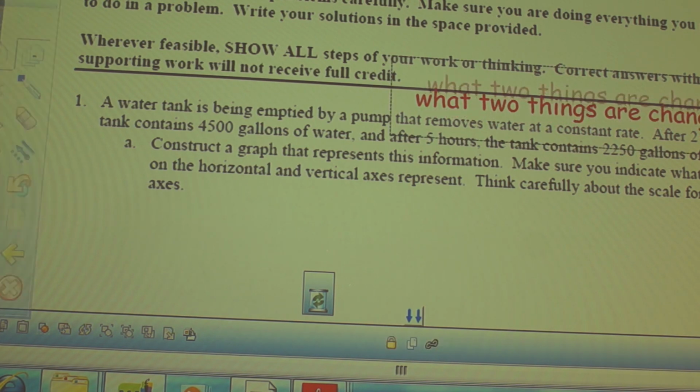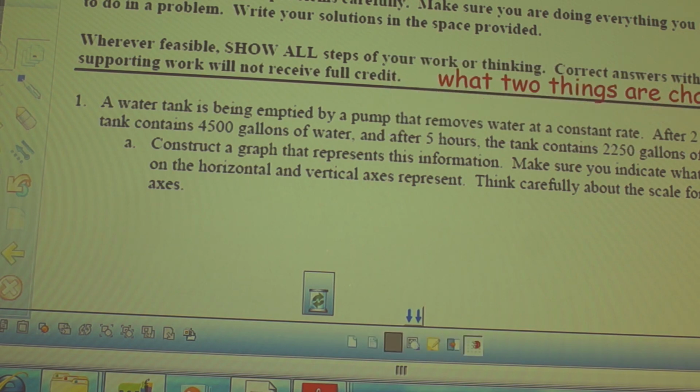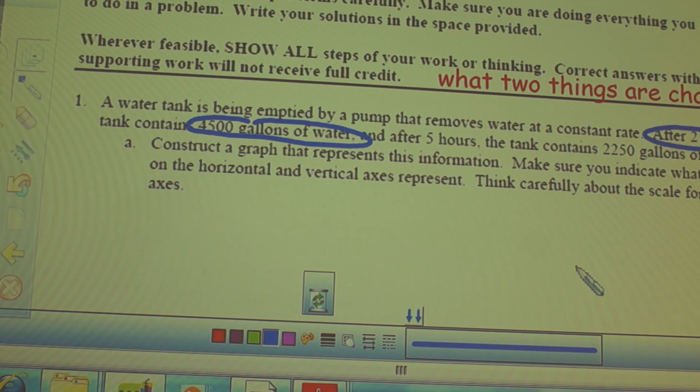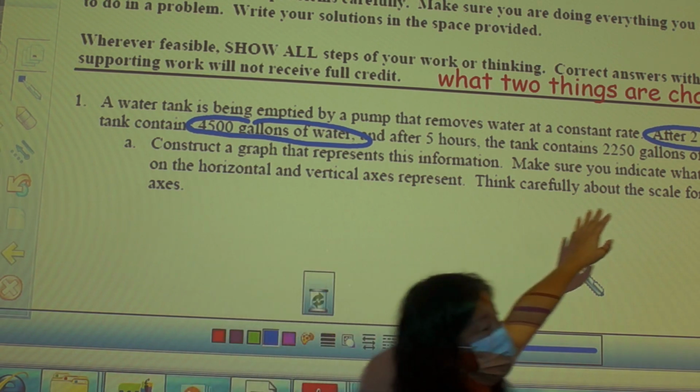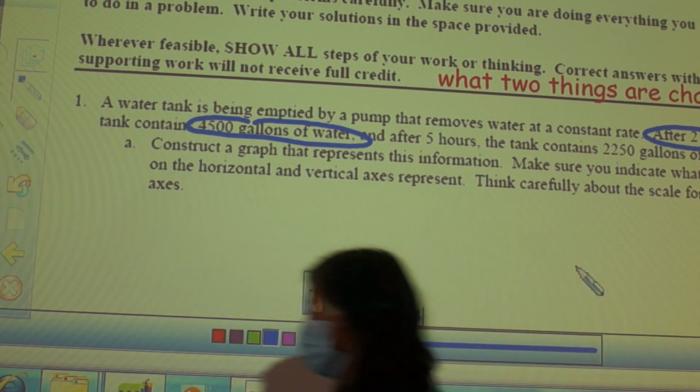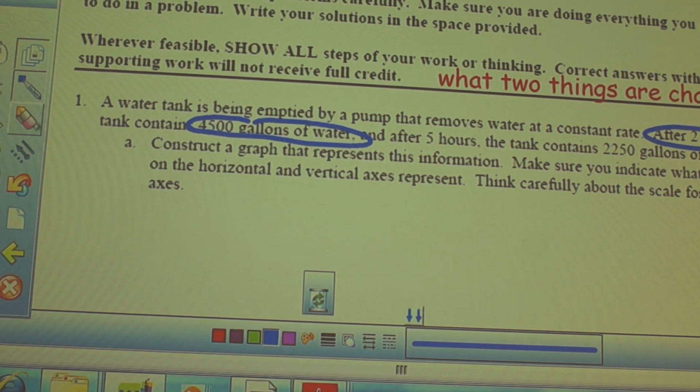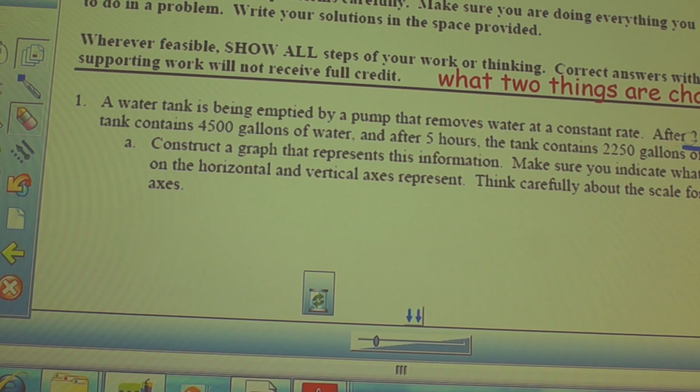So the two things that change are gallons of water and hours. Great. So generally speaking, we want our X to be what we can control. If we can't control either one, then we want it to be time. So generally speaking, we would like our hours to be our X's. Okay. So let me run through here and label each of them as X or Y.